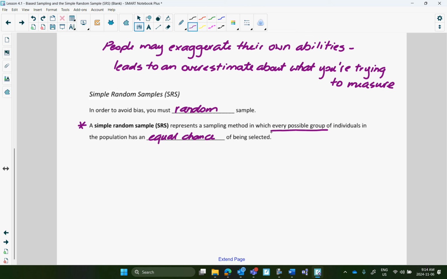That's important. So for example, if I wanted to take a sample of all the students in this class, and let's say the sample size I was going to take was 4. Do you 4 have the same chance of being selected as a group as you 4? Yes. Okay. So it's groups, not individuals.